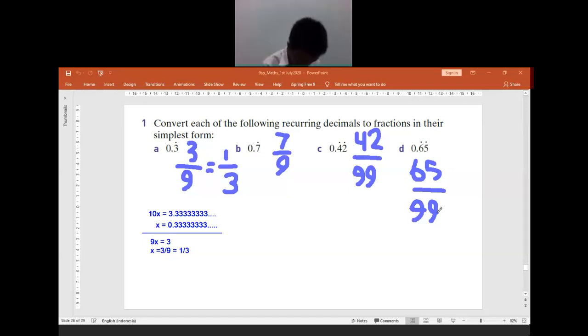Okay. Is there anyone who still has questions? Maybe we can discuss a question to show that not every recurring decimal will always have a denominator of 9. Let us check. Is there anyone who has difficulties with question 1 before I move to question 2?